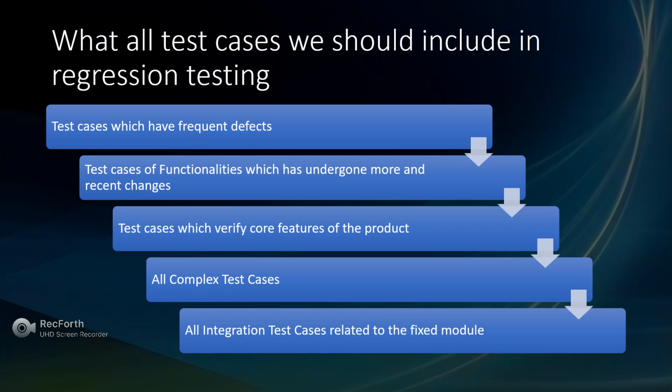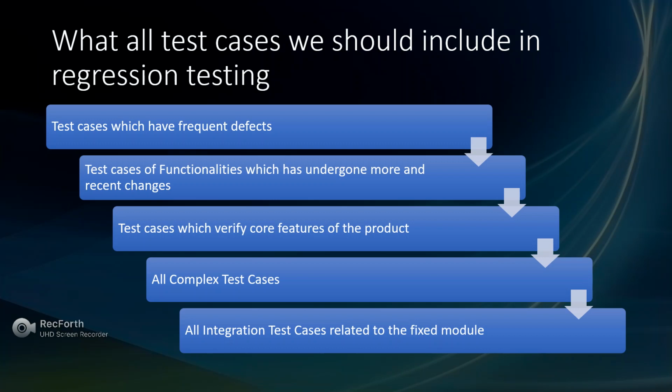Now they will ask you what test cases you should include in regression testing. Again, you can collect all those test cases which have frequent defects for that module, those are the major ones. Also the test cases of functionalities which have undergone more and recent changes. If they have made some recent changes, you can add those test cases as well. And the core feature of the product, you have to test it.